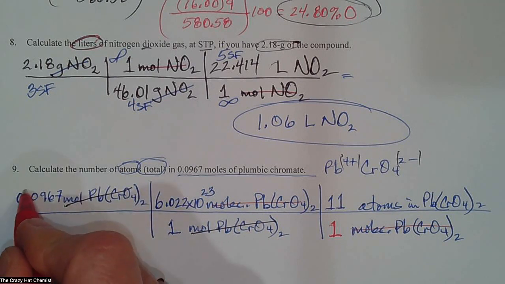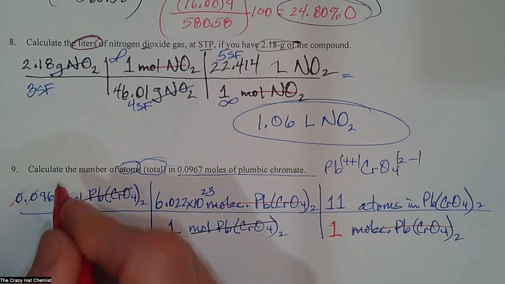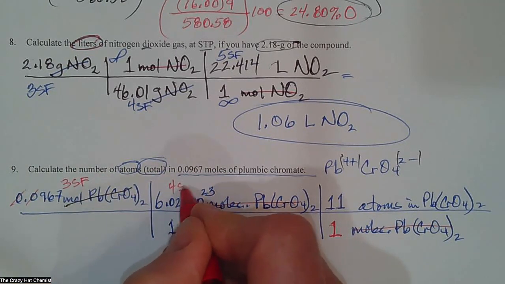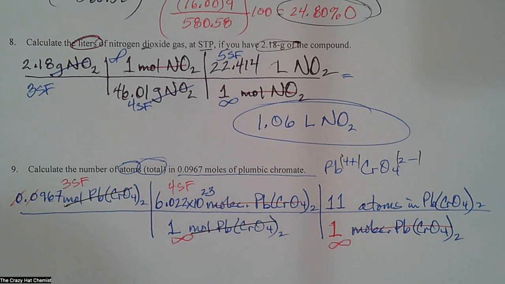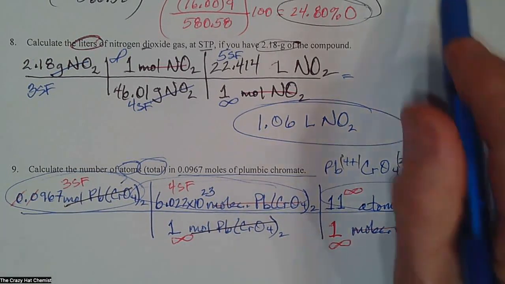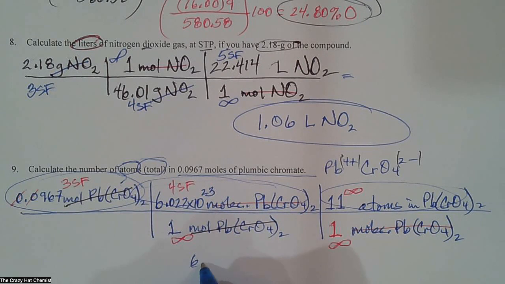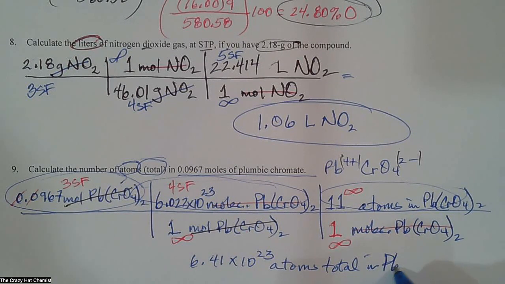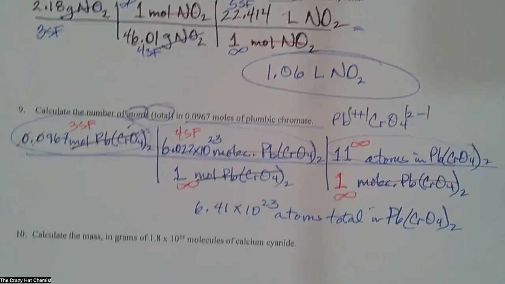And I'm looking at significant figures. Leading zeros do not count for significant figures, but they are important for placeholders. So this is 3 significant figures. This is 4 significant figures. This is an infinite number of significant figures. Infinite because it's a definition. Infinite because I'm counting. So I'm going to have 3 significant figures in my rounded answer. So I'm going to plug all this into my calculator. This number times Avogadro's number times 11 divided by 1. So that makes it easy, relatively. And so I'm going to get the rounded answer of 6.41 times 10 to the 23rd atoms total in PbCrO4, 2. Perfect. All right. I like that. You got that one done. All right, let's move on to number 10.